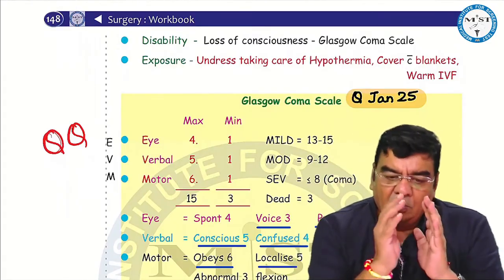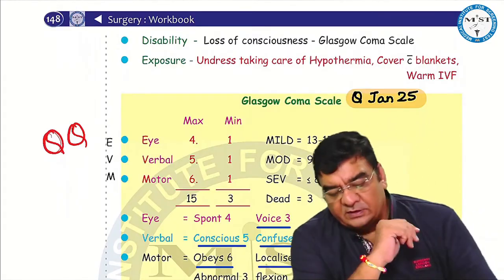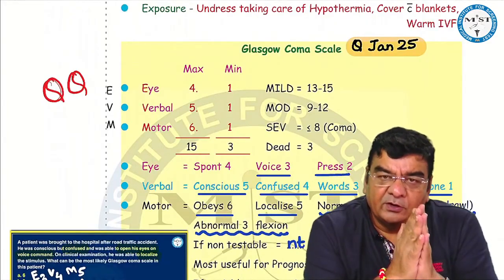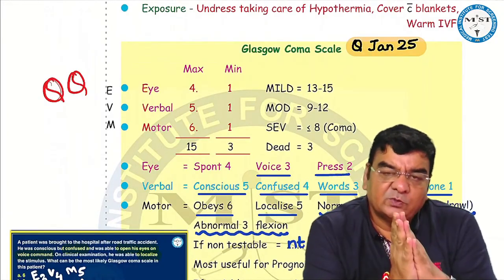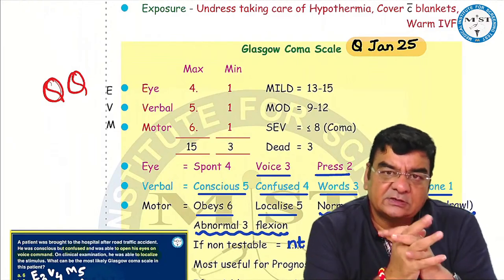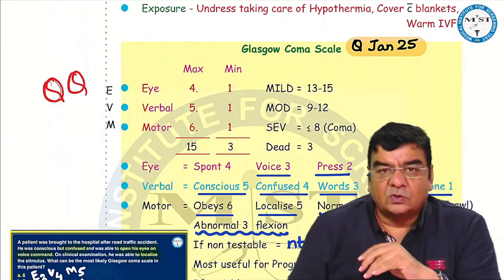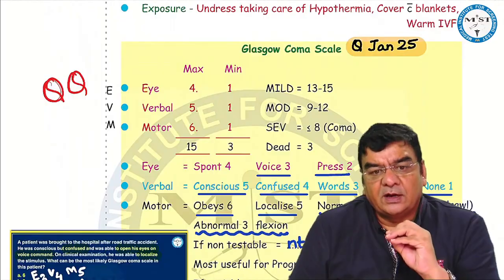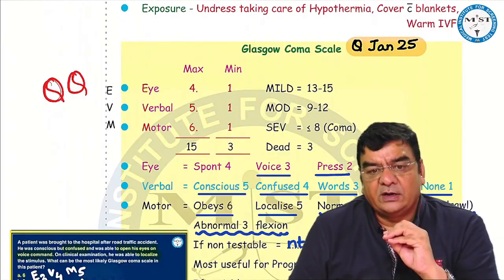Now, we can even classify whether it is mild, moderate or severe. 13 to 15 is mild, 9 to 12 is moderate and 8 or less than 8 is severe. So, you just remember 9 to 12, that is moderate.